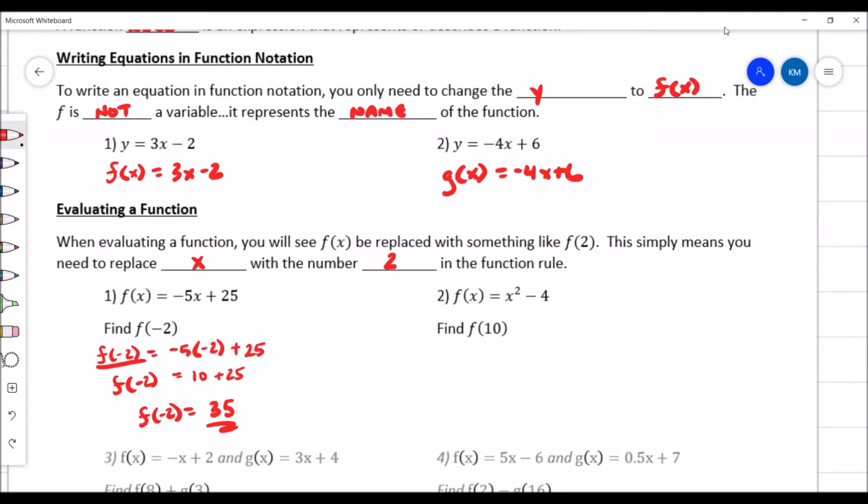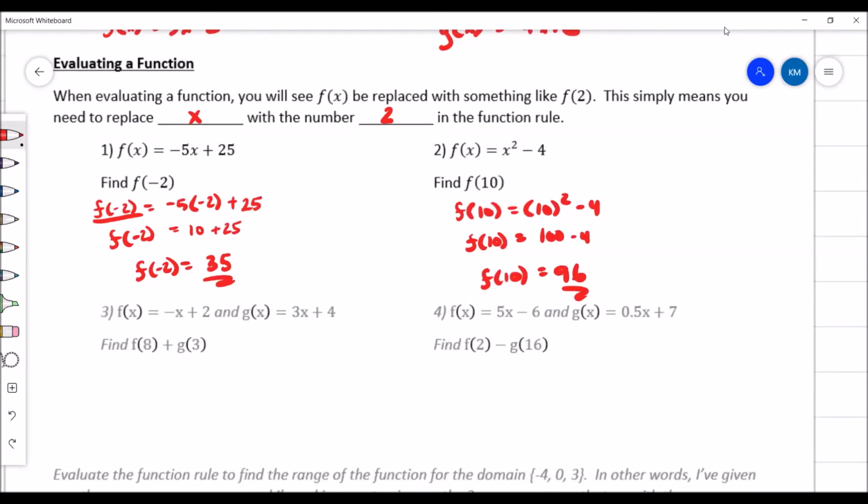Number 2, find f of 10. So I'll do that same thing. f of 10 equals, substitute 10 in here, minus 4. 10 squared is 100. The function when x is 10 is 96. And that's our answer. Here, let's get a little bit more complicated.